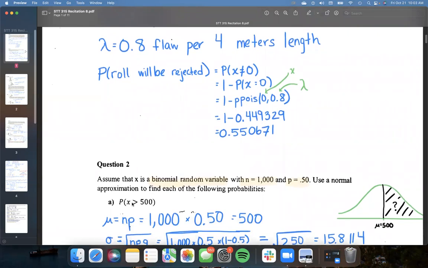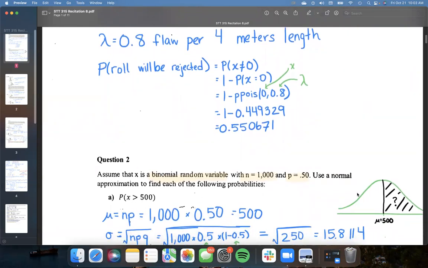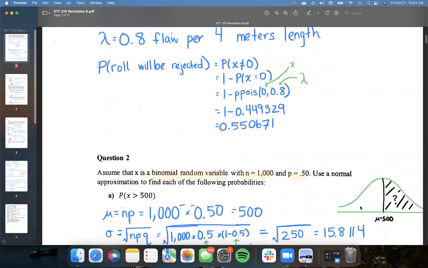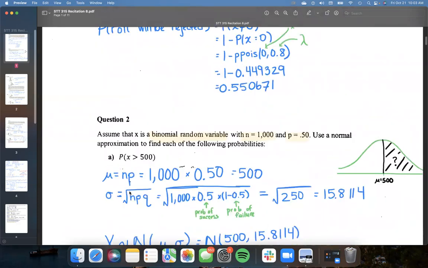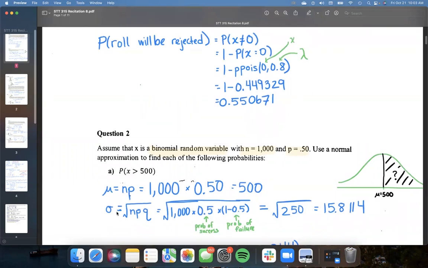I normally like to draw a picture here. If here we have a binomial random variable, here's our distribution. First let's find the mean and standard deviation, and then we can fill out what the mean is. Spoiler alert, it's 500. For a binomial random variable, the mean is n times p. Here our n is 1,000 and our p is 0.5, so when you multiply those together, you get 500.